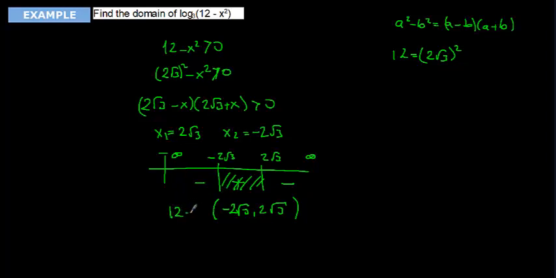Then for 12 minus x squared, x is an element of the set of x such that x is an element of, and here I'm going to write x in the domain of f. The domain of the function is x such that x is greater than minus 2 root 3 and less than 2 root 3.